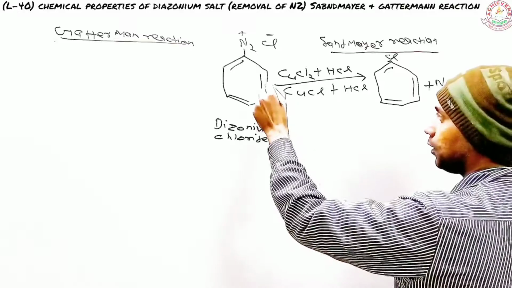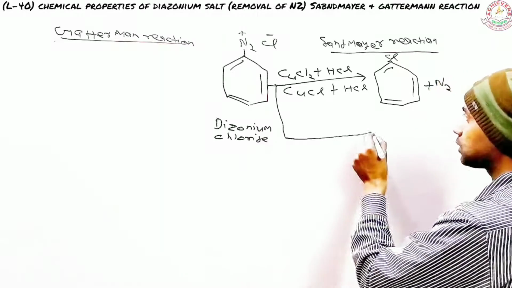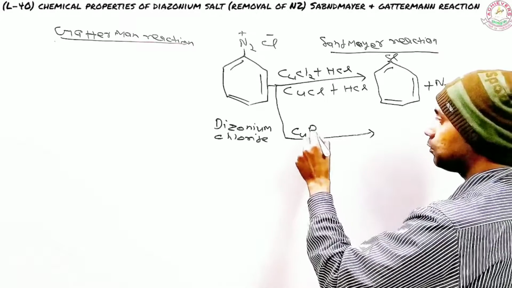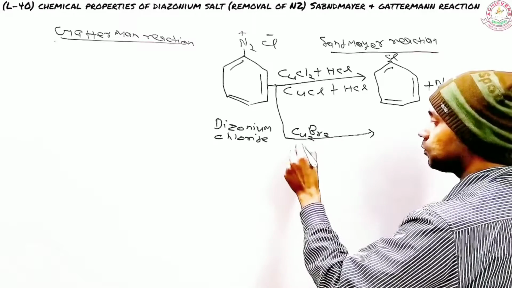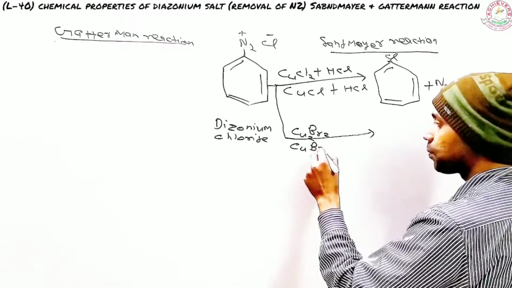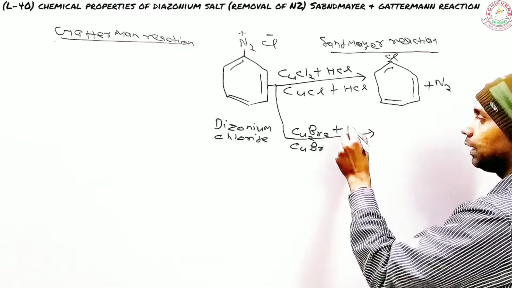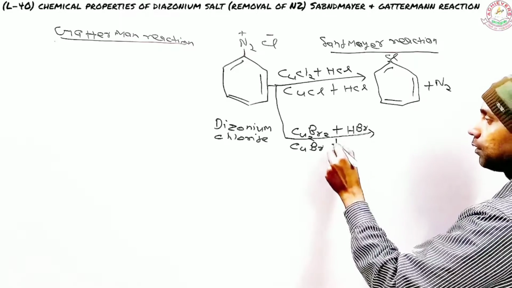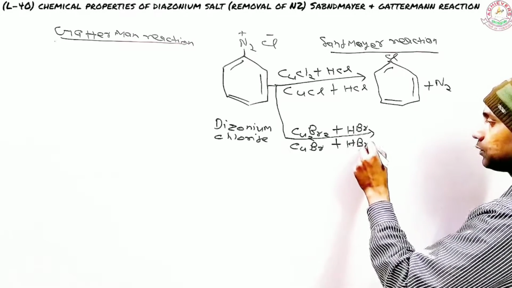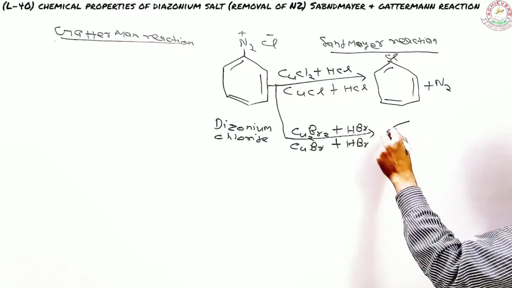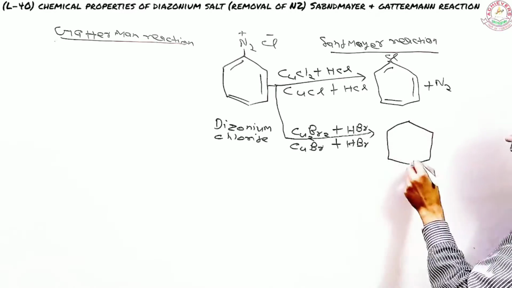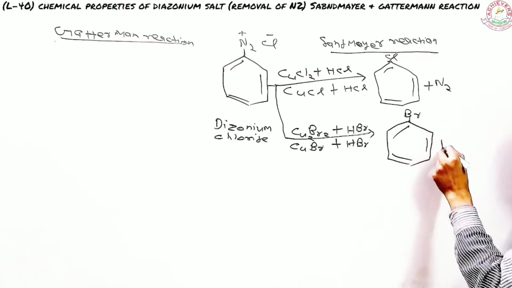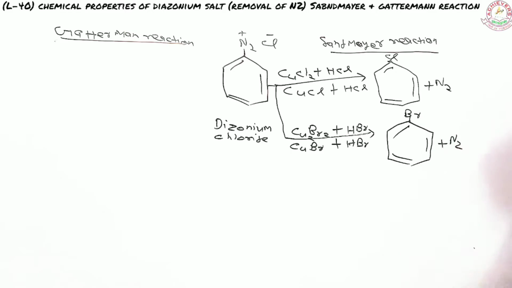If you take this reaction another way and use Cu2Br2 or CuBr, whichever suits you, and take HBr, then this is going to produce bromobenzene. This is the product you will get, but like I said earlier, this will also produce nitrogen gas.